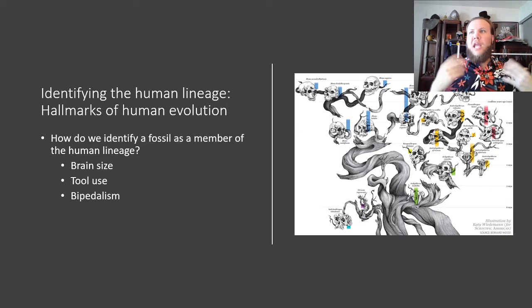So, how do I identify the first humans, okay? What are the hallmarks of humans in human evolution? So, what we use is brain size, tool use, and bipedalism. So there are issues with brain size and tool use, which we'll get into in a second. So we primarily rely on bipedalism to differentiate humans from other species.